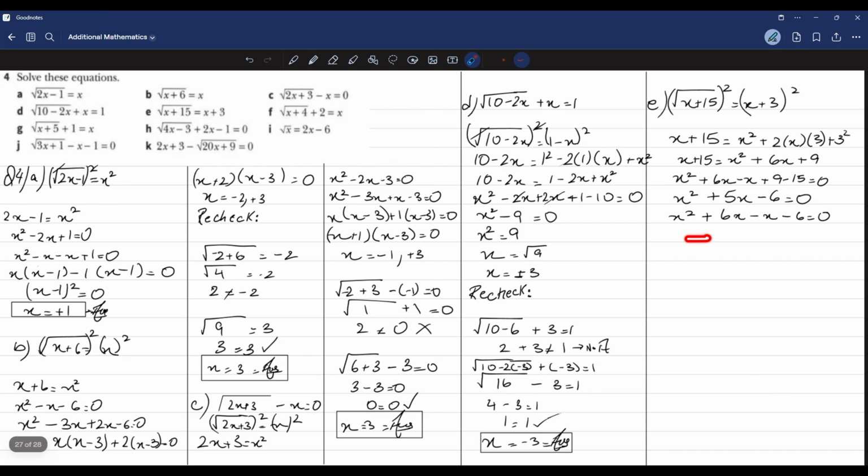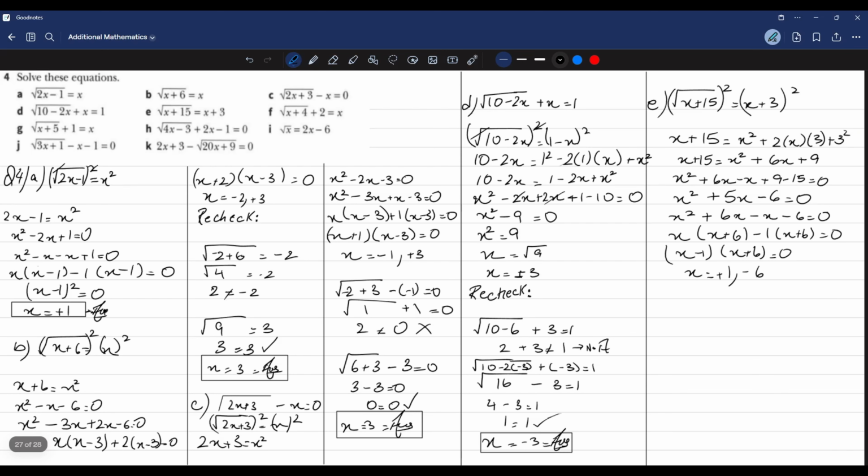However, if we add positive 6 and negative 1, we would get positive 5. And if we multiply the same values, we would get negative 6. And that's basically the concept behind that. So again, take x as the common, x plus 6 minus 1 as the common, x plus 6 is equal to 0. X minus 1 multiplied by x plus 6 is equal to 0. X is equal to positive 1 and x equals negative 6.